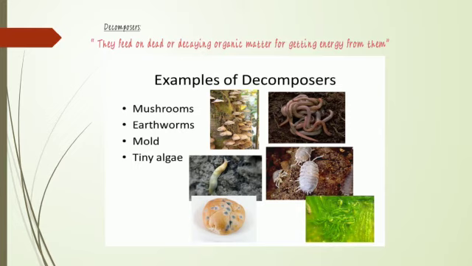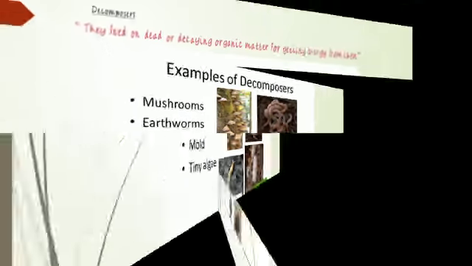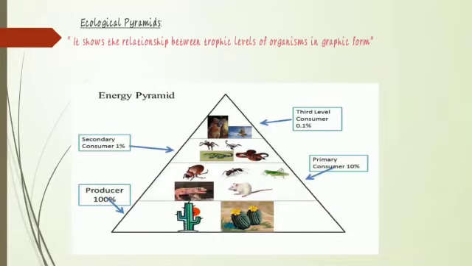The next is decomposers. They feed on dead or decaying organic matter for getting energy from them. For example, mushrooms, earthworms, mold, and tiny algae. The next is ecological pyramids. It shows the relationship between trophic levels of organisms in graphic form.